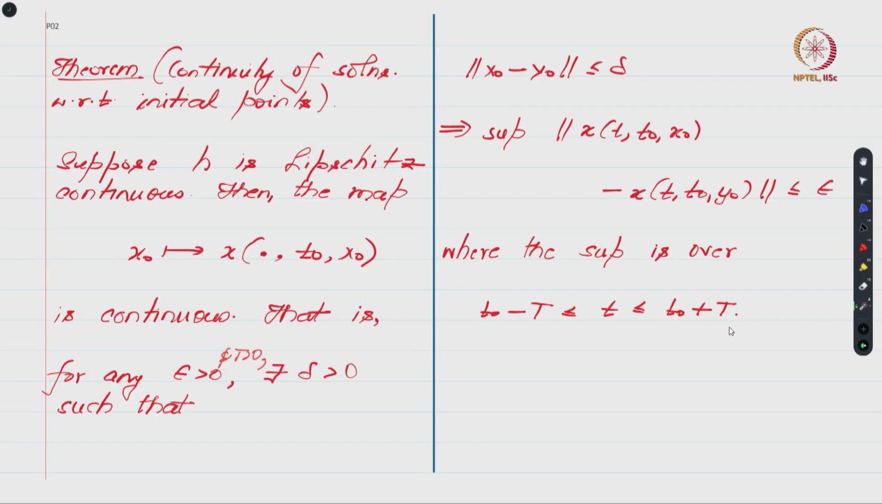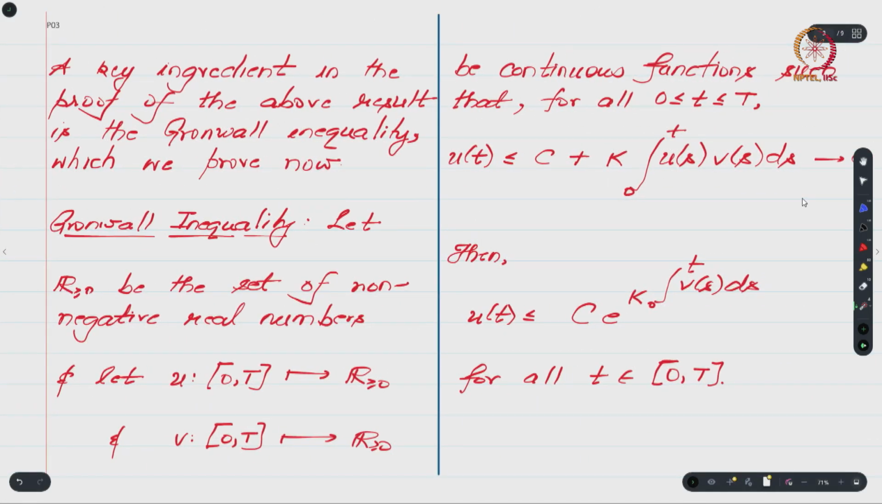Is this okay? So the continuity means that you give me an epsilon and T, I will give you a delta such that if the two initial conditions are delta close, then the solution trajectories in this supremum norm will be epsilon close. So we will now see how to prove this result, and to prove this result a key ingredient is what is known as the Grönwall inequality. Now Grönwall inequality on one hand looks very simple, however throughout the analysis of differential equations and also in the analysis of stochastic approximation algorithms, Grönwall inequality plays a very key role.